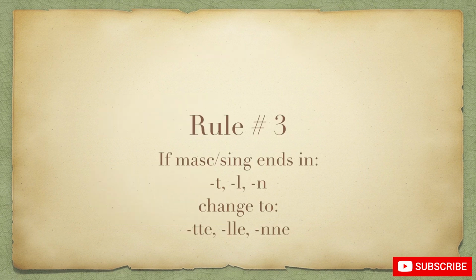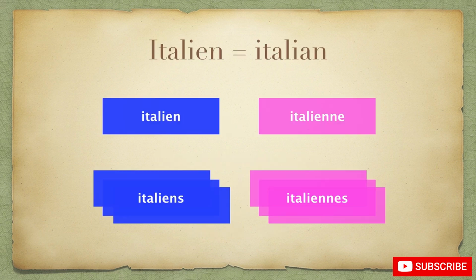The third rule is that if the masculine singular form of the adjective ends in T, L, or N, then you would double the last consonant and then add E. So for example, the T would become TTE, the L would become LLE, and the N would become NNE. One example is italien, so italien, italienne, italiens with an S, italiennes with an S for the feminine plural.